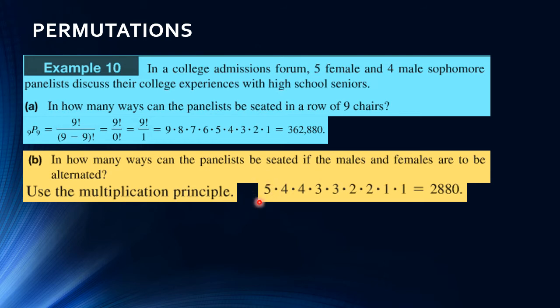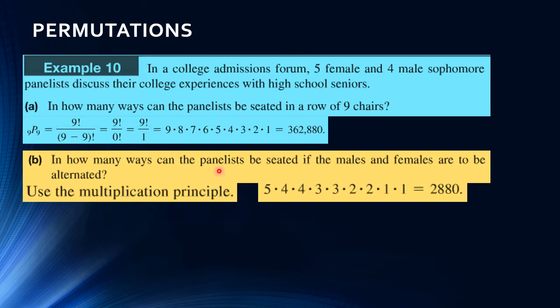So there's 5 females to put in the first chair. The second chair has to be a male, and there's 4 males. Since we've already picked 1 female, now there's 4 females. Since we already picked 1 male, there's 3 males, then 3 females, then 2 males, 2 females, 1 male, 1 female. And so this is kind of what I call the hangman approach. And this can often help you kind of think through the problem.